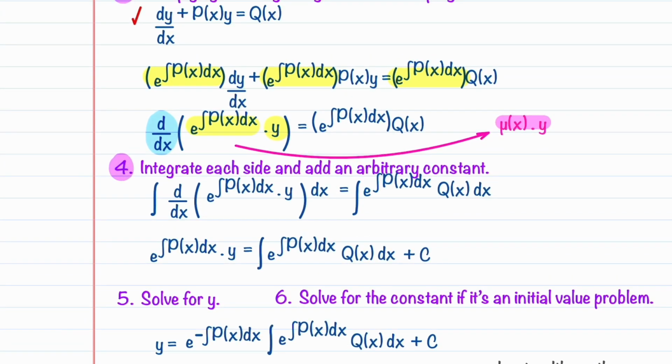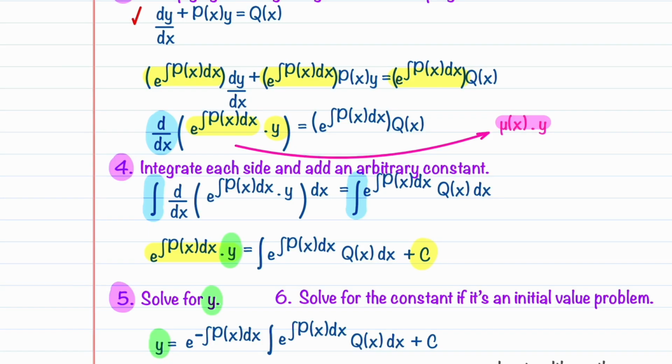For the next step, you are going to integrate each side and then add on an arbitrary constant. We integrate the left-hand side and the right-hand side. Notice on the left-hand side that you're taking the integral of a derivative, so what you get back is just the integrating factor times y. And then your right-hand side is just your integral plus your arbitrary constant. In step 5, you just solve for y. Y is right here. I've written down what that looks like right down here.